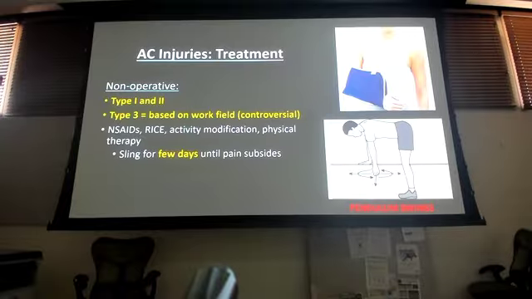Just because their AC joint, right, i.e. their shoulder is hurting, can they still move at the elbow? Can they still move at the wrist? Can they still move their fingers? Yes, so you can do that.